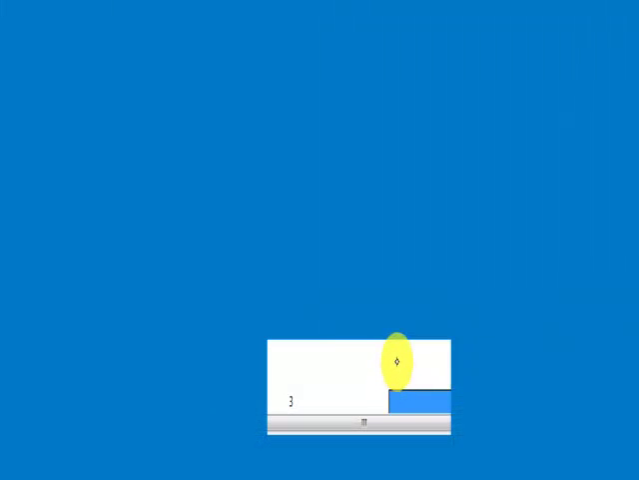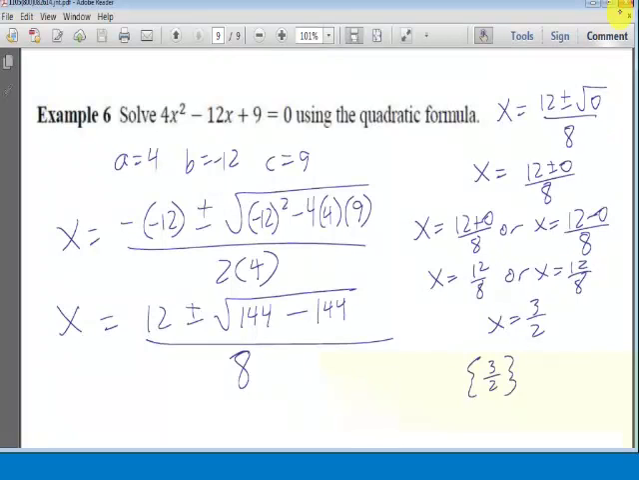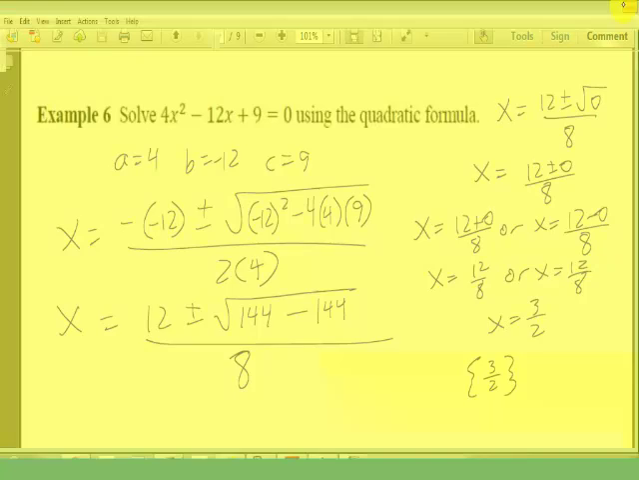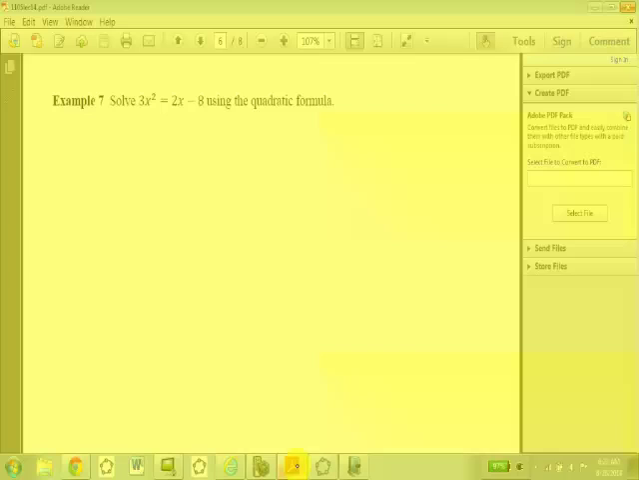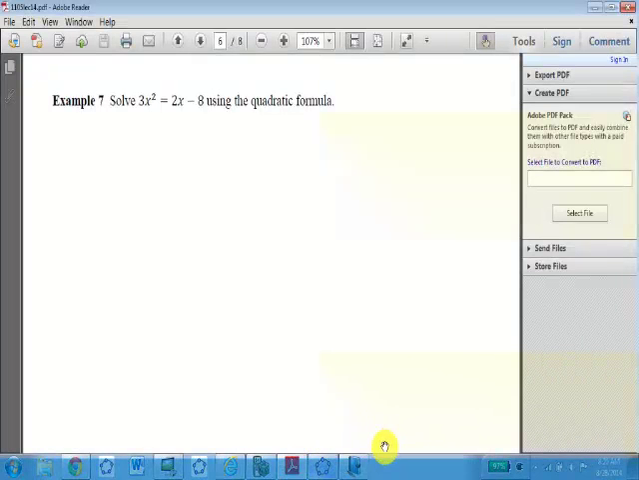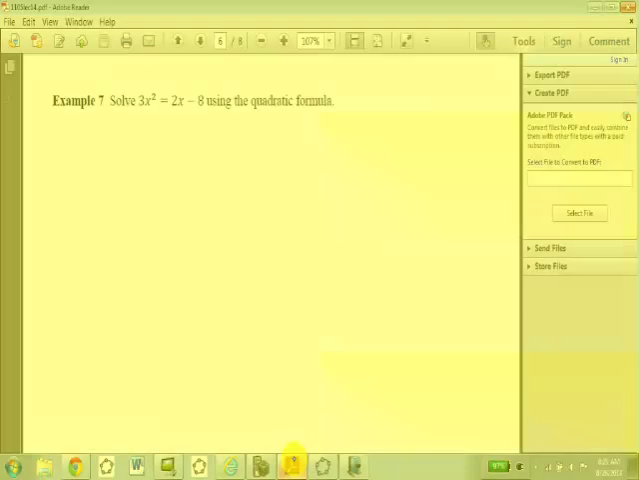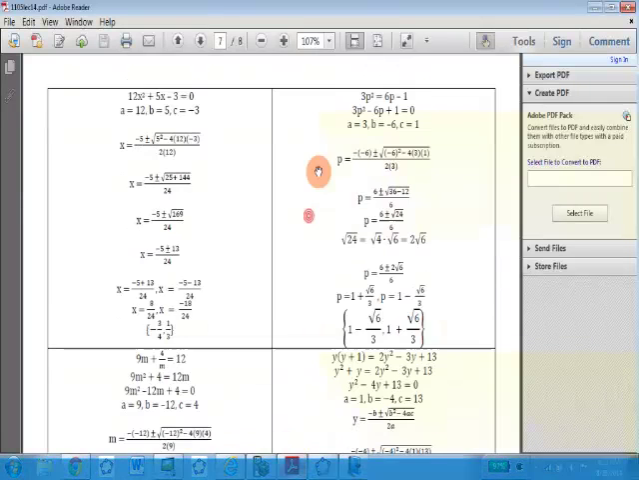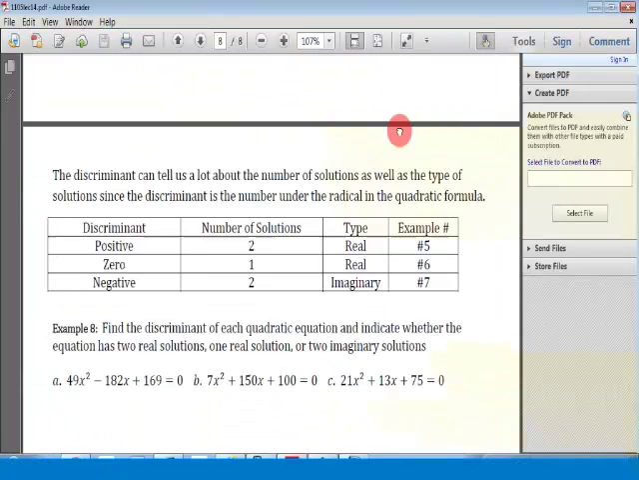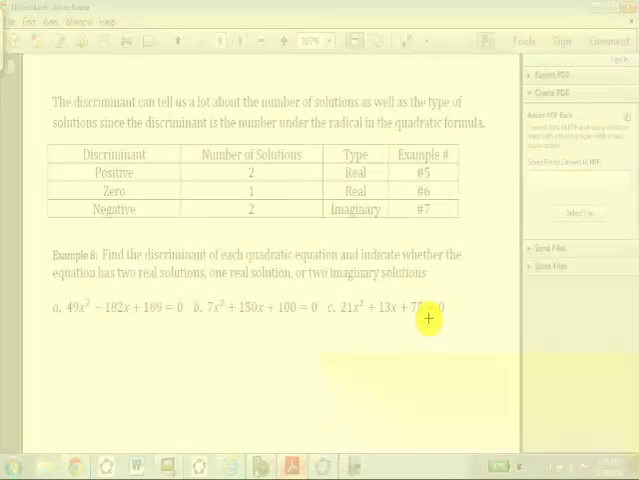Discriminant. Let's see, let's get rid of that. I think, hopefully I deleted the right one. If I didn't, it should have prompted me. Here we go.